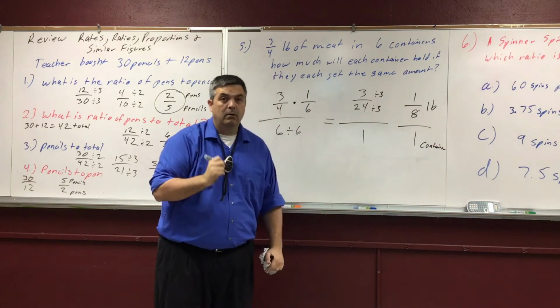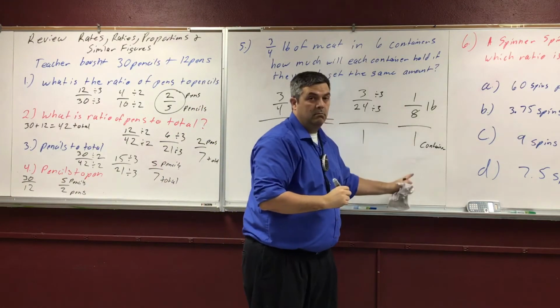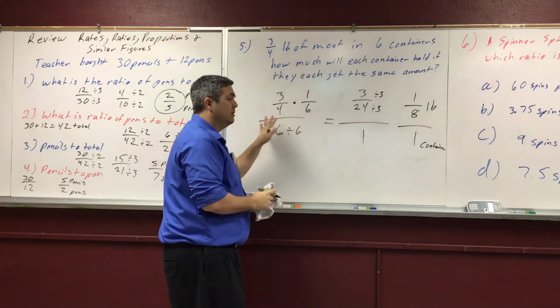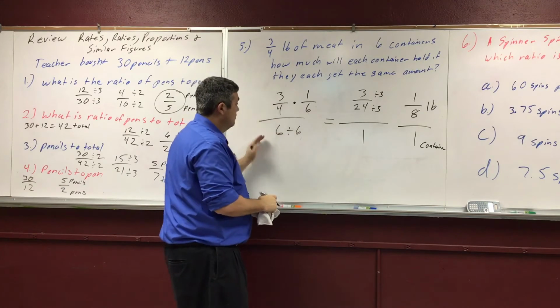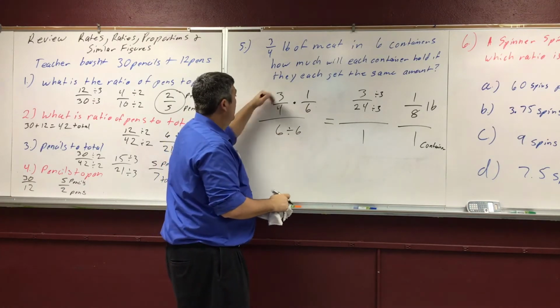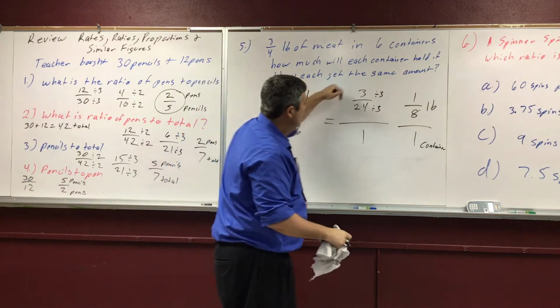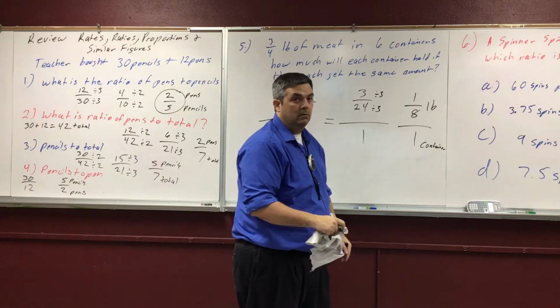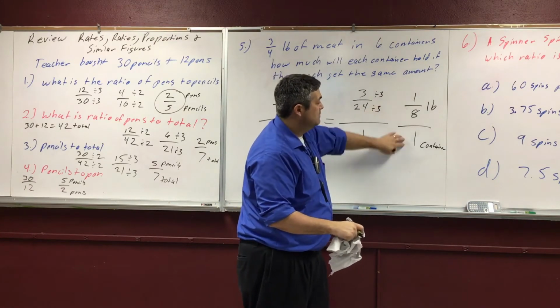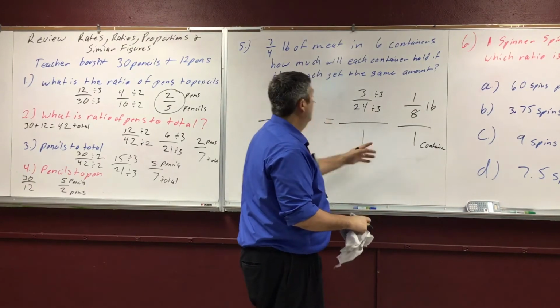1/8 of a pound per each 1 container. This is my unit rate. This looks a whole lot uglier than what it is. Just divide by the bottom number. I had to multiply by the reciprocal just because it was a fraction. That was the fraction rule. And then reduce my fraction. Then I have pounds per 1 container. Make sure you label it correctly. Pay attention to this. You can do this one.